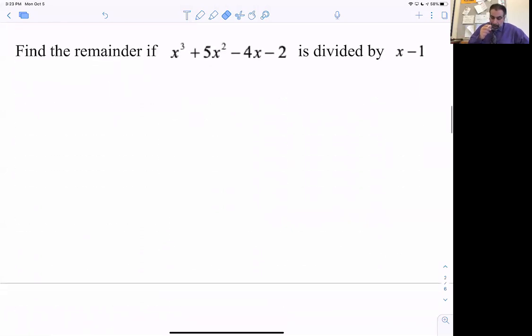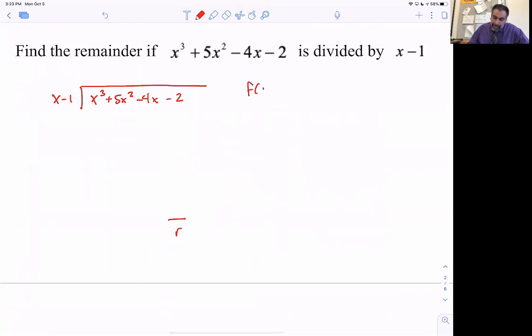All right, we want to know what the remainder would be in this problem if we divided x cubed plus 5x squared minus 4x minus 2 by x minus 1. Now we could go through this whole process, and when we're done down here, we'd find some little remainder down there. But all we're doing is just trying to find out what the remainder is. So the theorem says, find out what f of c is from looking at x minus c.